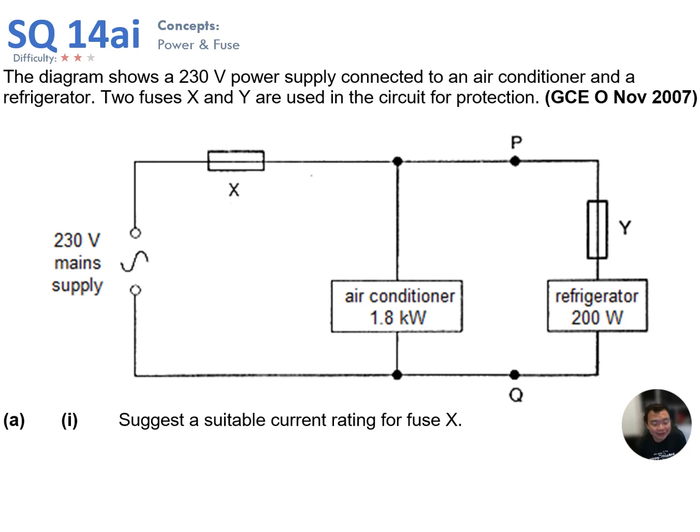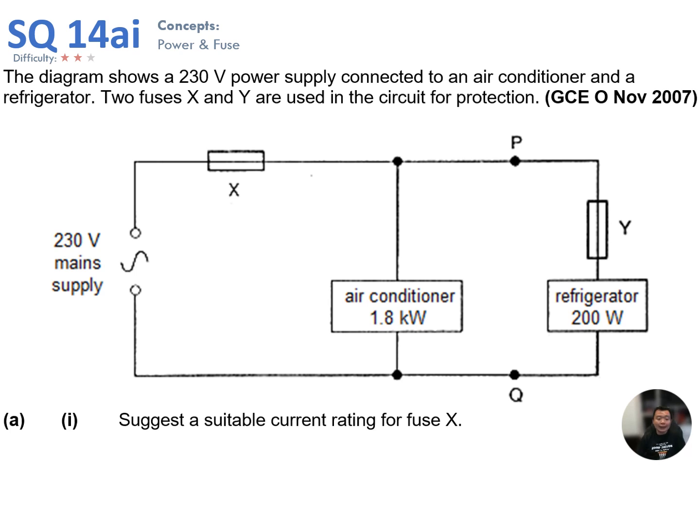This is an O-level question. You are given this circuit, and you can see that we have an air conditioner in parallel with a refrigerator. The power of these two appliances is given to us, and we can see that there are two fuses. There are two fuses installed in this circuit, one X and one Y. X protects the whole circuit, and Y protects just the refrigerator.